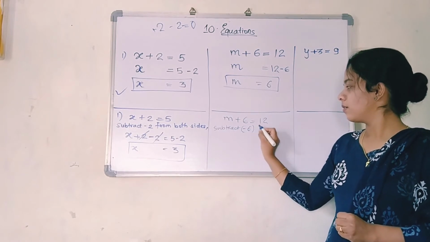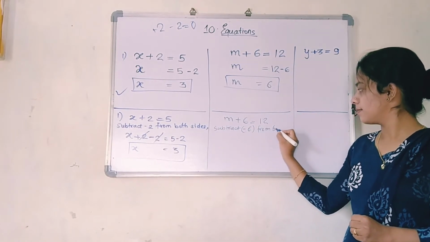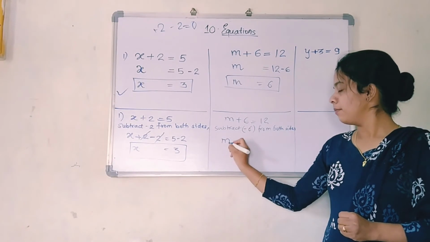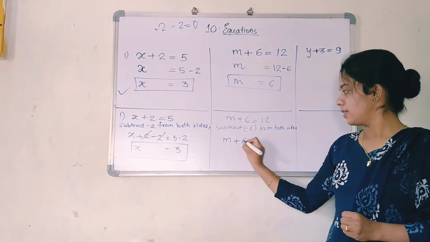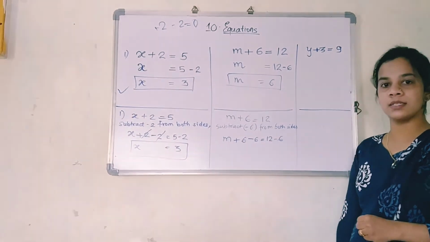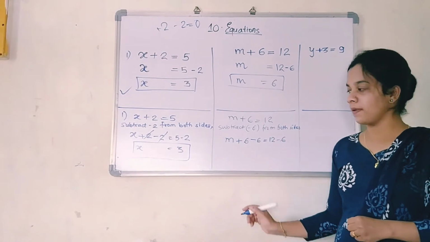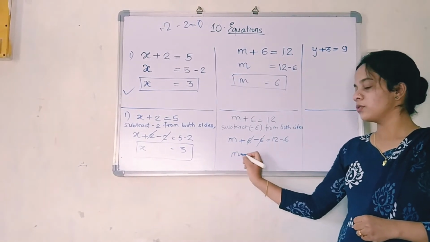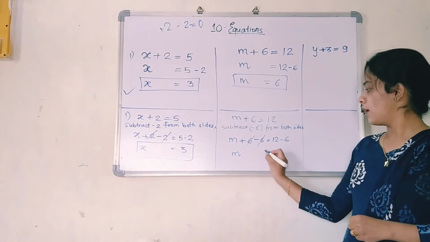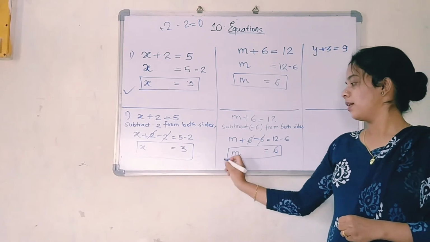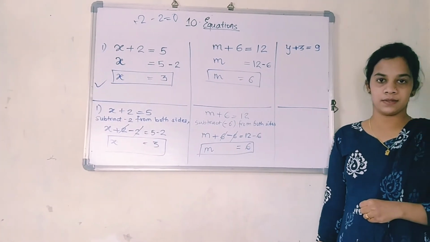So subtract minus 6 from both sides. So M, this plus 6 as it is, I subtracted minus 6 from both the sides. So on both the sides I am going to do this function. M plus 6 minus 6, it is going to get cancelled. What is going to remain over here? M equal as it is, 12 minus 6 is 6. So the answer will be M is equal to 6.